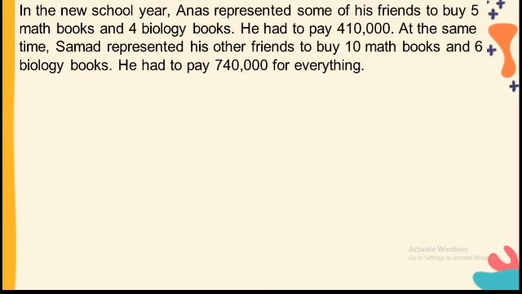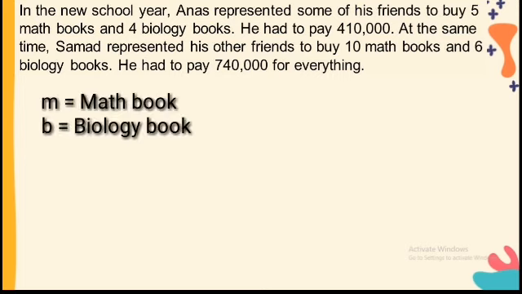First, let's say M for a math book, B for a biology book. Second, the problem in the story says Anas represented some of his friends to buy 5 math books and 4 biology books. He had to pay 410,000. We can write 5M plus 4B equals 410,000.